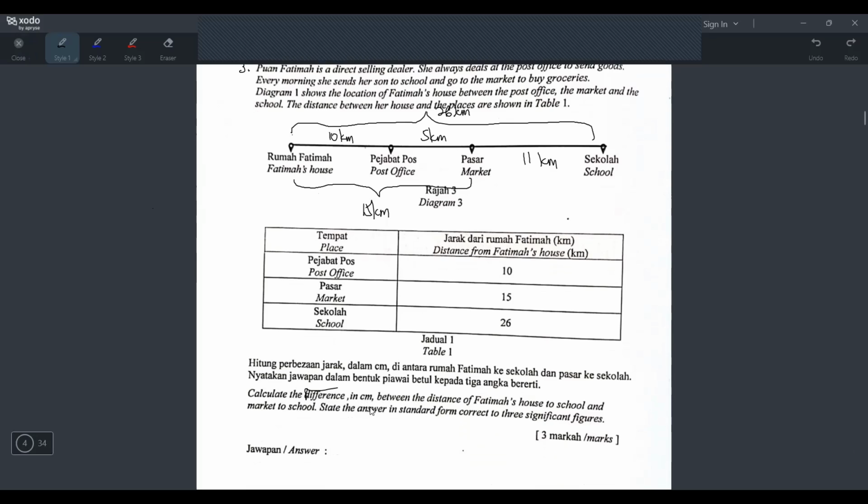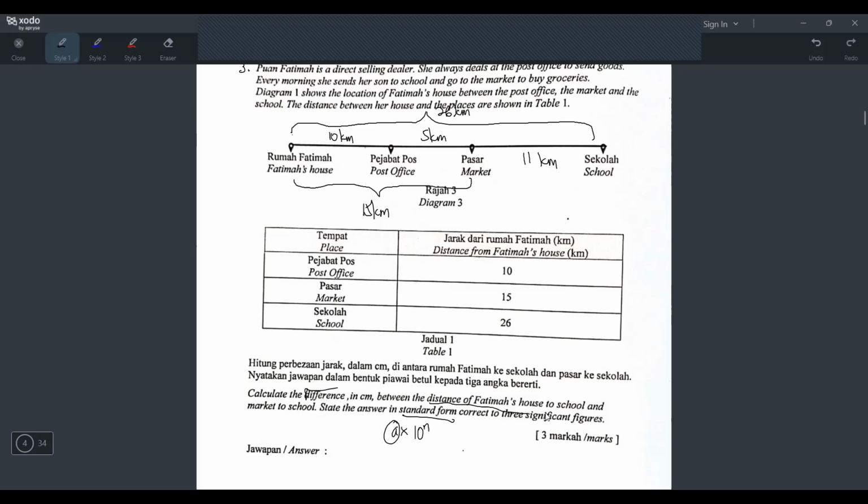Calculate the difference in cm between distance of Fatima house to school and market to school, and then state the answer in standard form. Standard form means it has to look like this: a times 10 power n, right? But you have to make sure the a punya depan decimal can only have 1 digit. Okay, but don't worry, I will explain more later. Okay, let's find the difference. Let's find the distance of Fatima house to school first. Distance from Fatima house to school is 26, right?